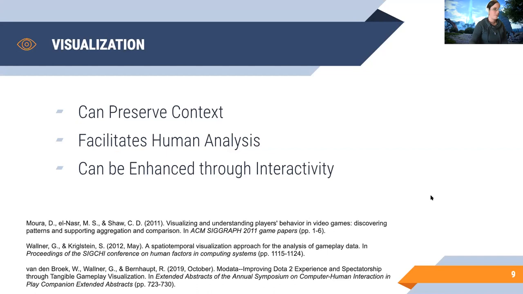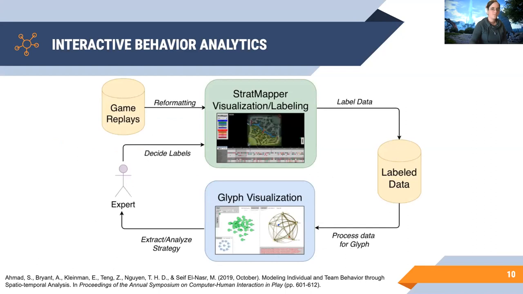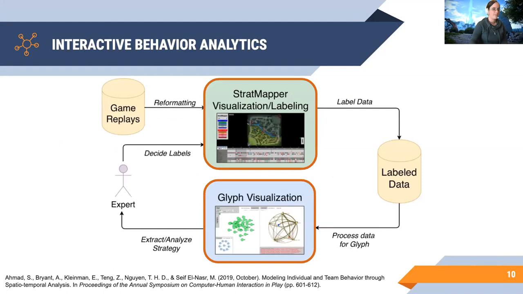And this brings us to the work we've been doing in the GUI lab. We've developed a methodology for data analysis that we call Interactive Behavior Analytics, or IBA, which leverages two interactive visualization systems to allow for human-in-the-loop analysis of complex gameplay data. And in this talk, I'm not going to go into a lot of detail about the entire methodology. I will instead be focusing on the interactive visualization tools that we've developed that allow us to extract meaningful and actionable insights from the game data.